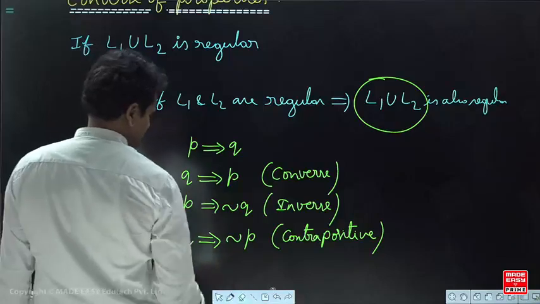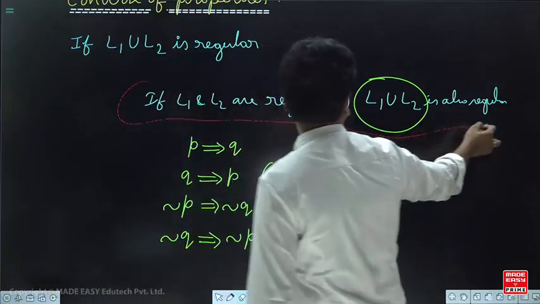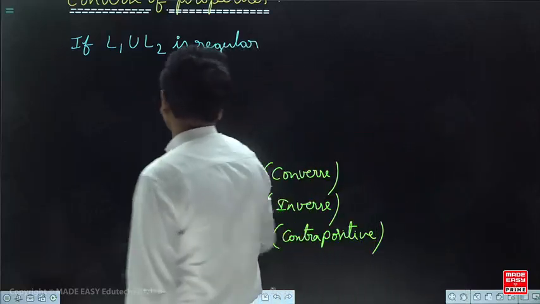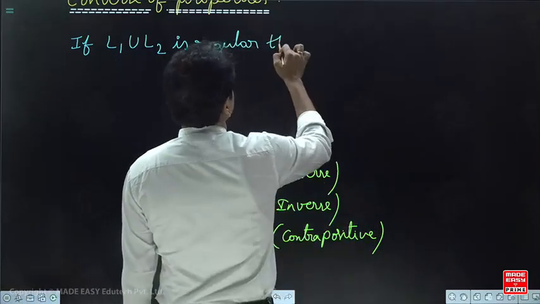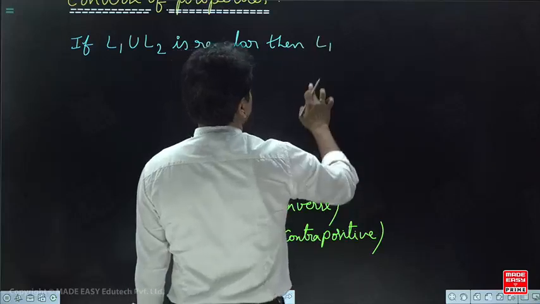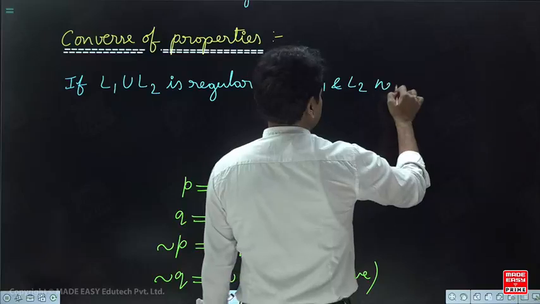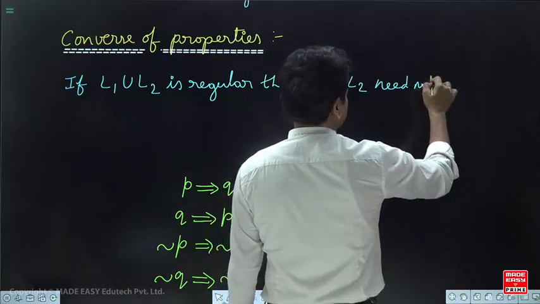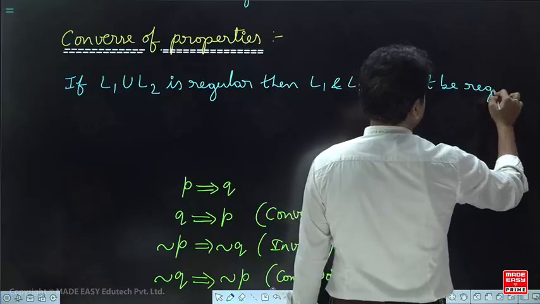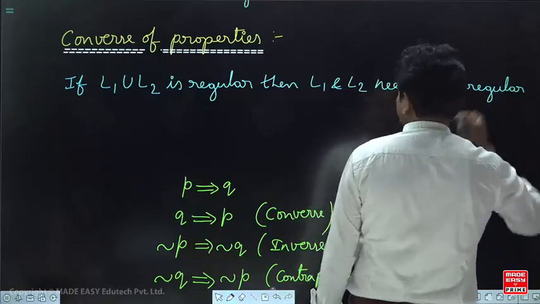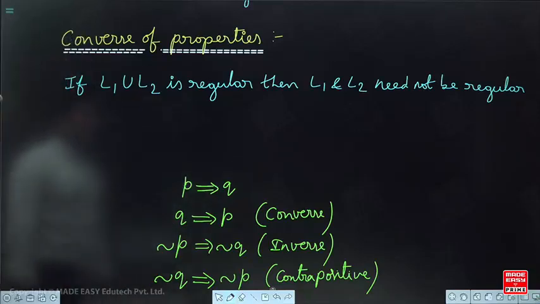So if the union of L1 and L2 is regular, then L1 and L2 need not be regular. I'll give you the proof.